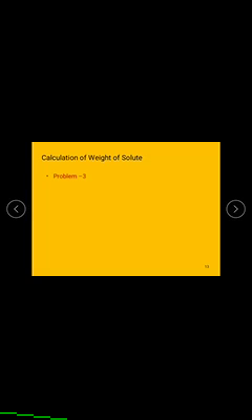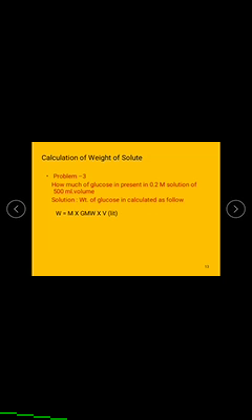Problem number 3: how to calculate the weight of the solute in a particular solution. Example: how much glucose is present in a 0.2 M solution of 500 ml volume? In this case we have to calculate the weight of the glucose, W = M × GMW × V in liters. The given data: molarity of the solution is 0.2, gram molecular weight of glucose is 180, volume of the solution is 500 ml.